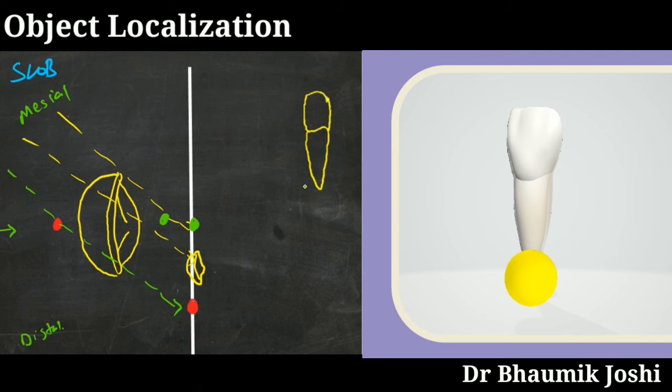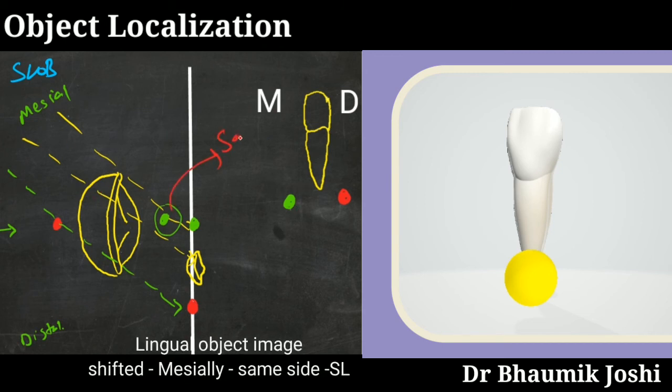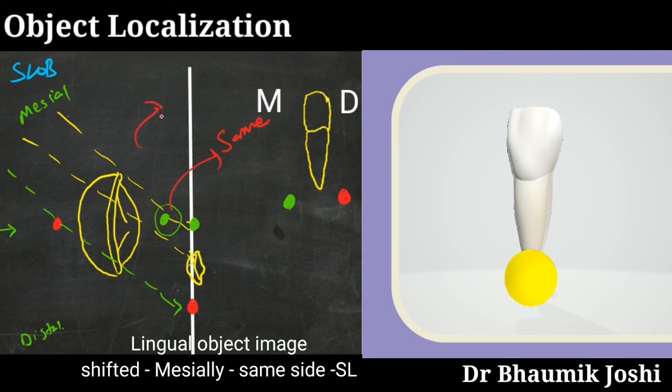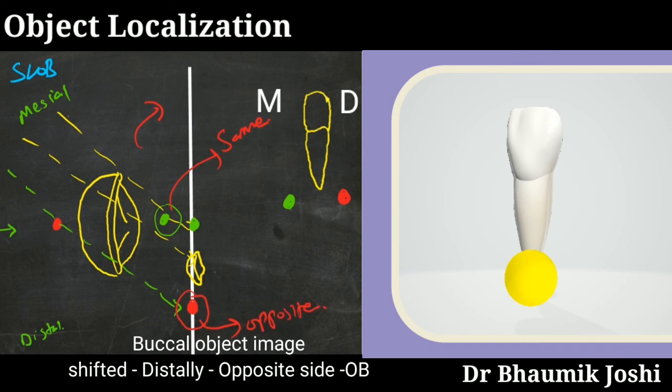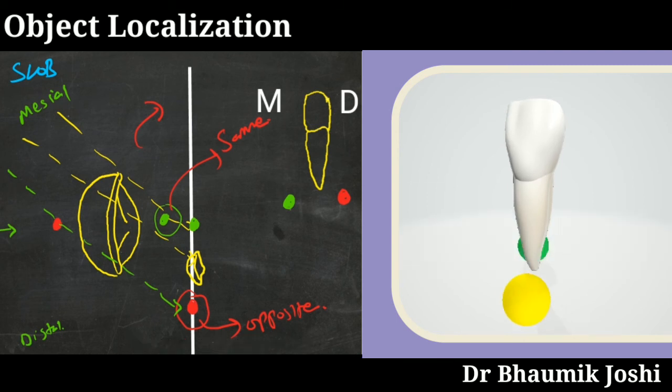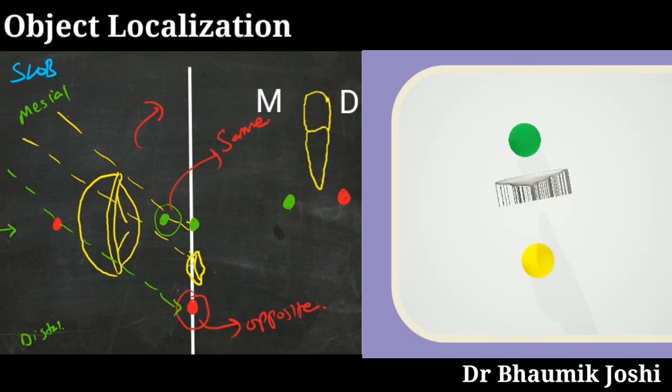So what we can notice is that now, because the tube has shifted, the object that was there lingually, its image is formed mesially. And the object that was there on the buccal side, its image is formed distally. So what we can note from this is that when the tube was shifted in the mesial direction, the object present on the lingual side shifted in the same direction as well, that is SL. And the object present on the buccal side shifted to the distal side, that is the opposite direction, that is OB. That's useful for the Slob rule, SLOB.